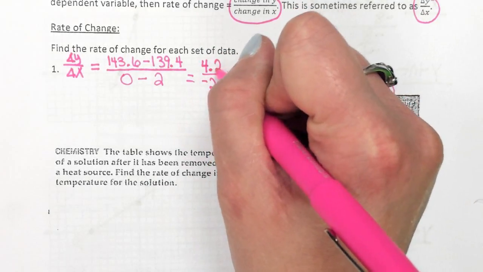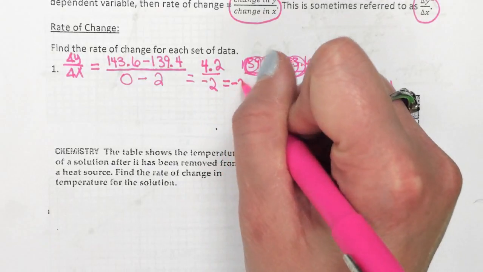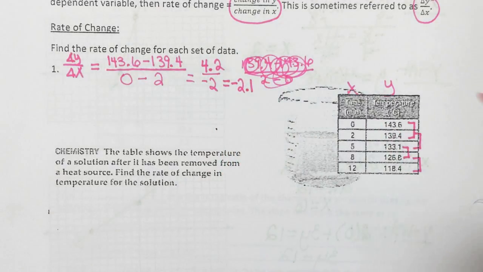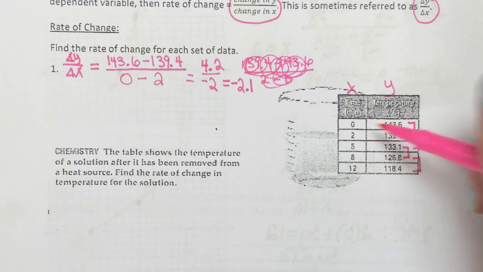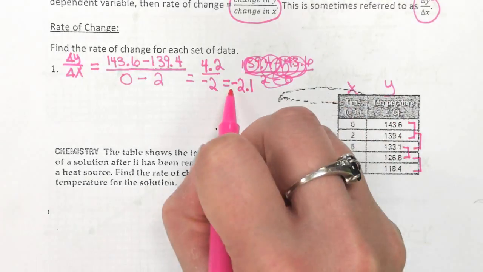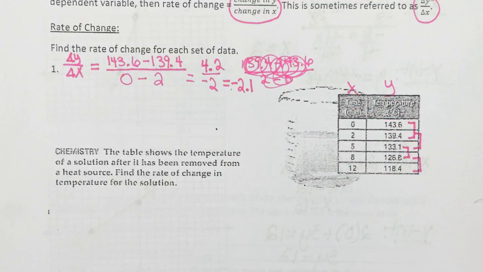4.2? Okay. And the bottom gives you -2, right? And then divide them, and what do you get? All right, what in the world does that mean? That means for every how many minutes? 2 minutes. It's going to decrease. Why decrease? Because it's a negative, right? It's going to decrease by 2.1 degrees Celsius. Does that make sense to everybody?